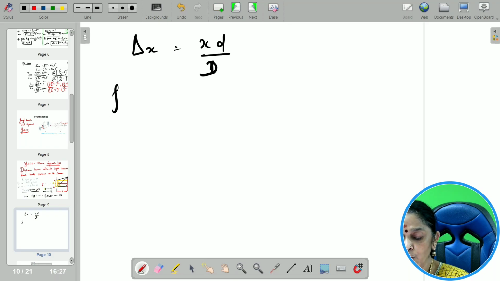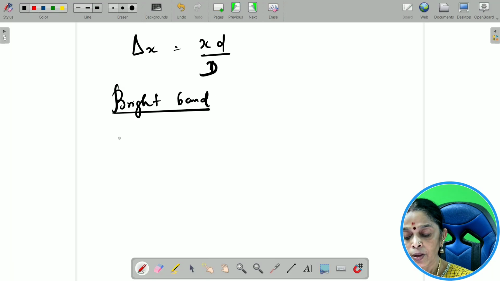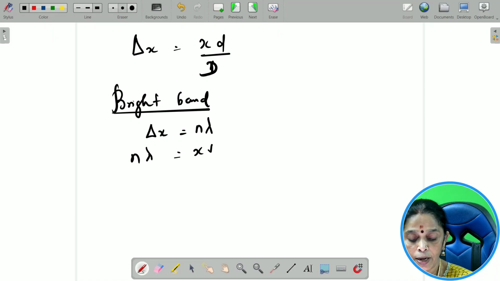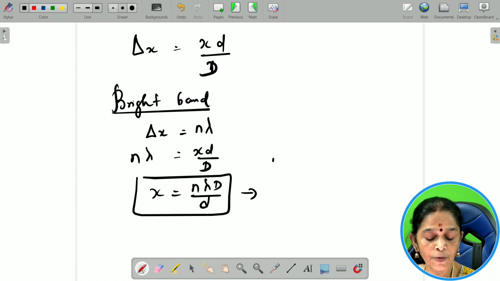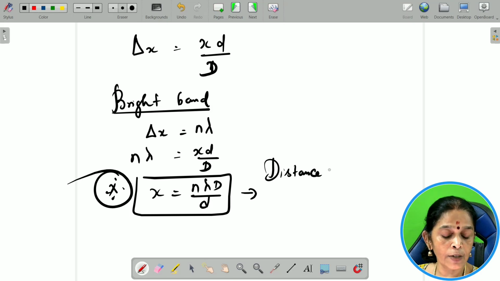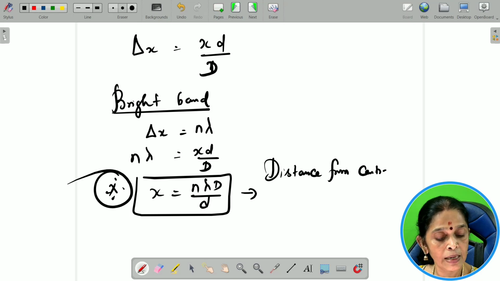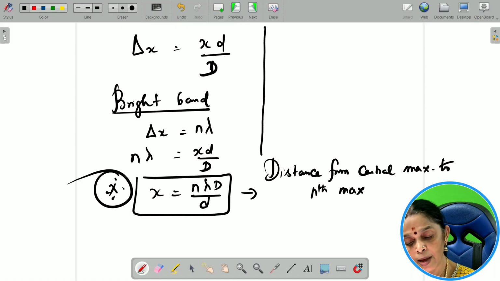Now, for the bright band, we know that delta x is equal to n lambda. So therefore, n lambda is equal to x small d by capital D. So x is equal to n lambda capital D by small d. What is x? Just now I told you, the distance from the central maxima to the nth maxima. This is a very important formula. Central maxima to nth maxima we found out.